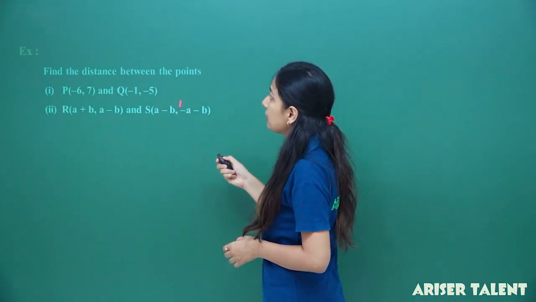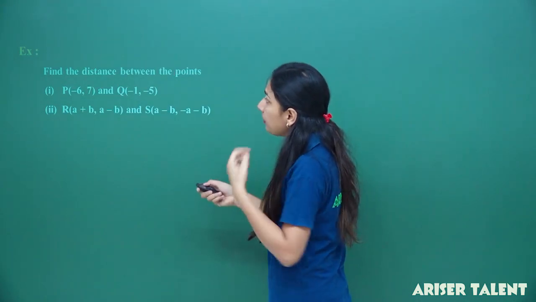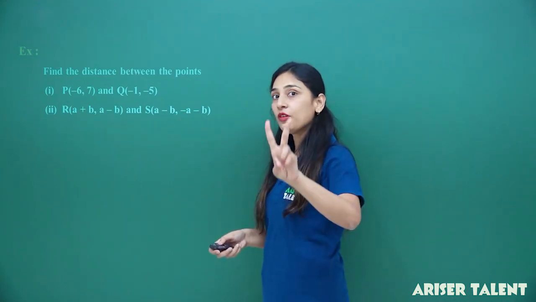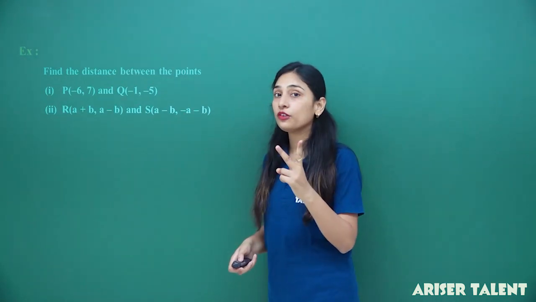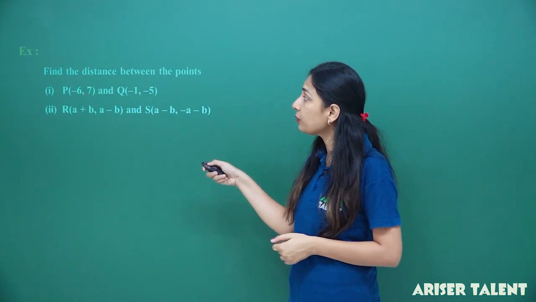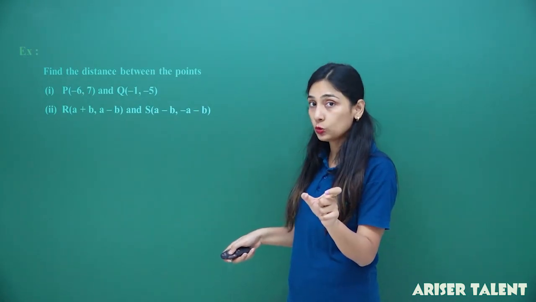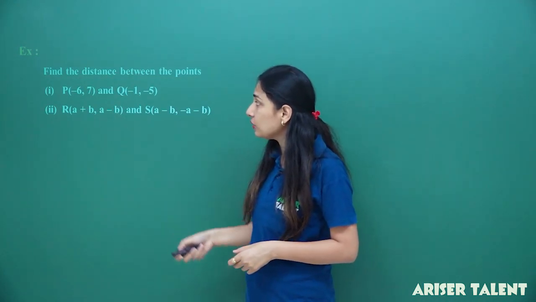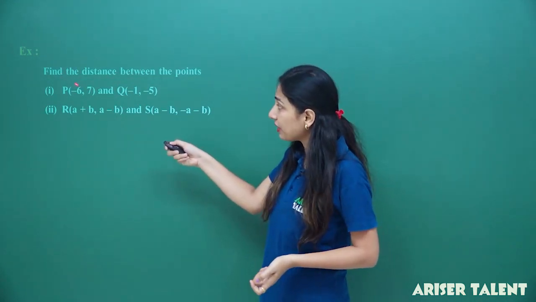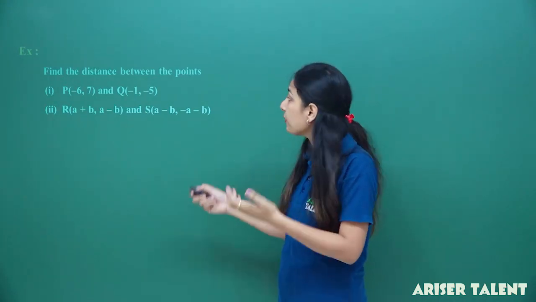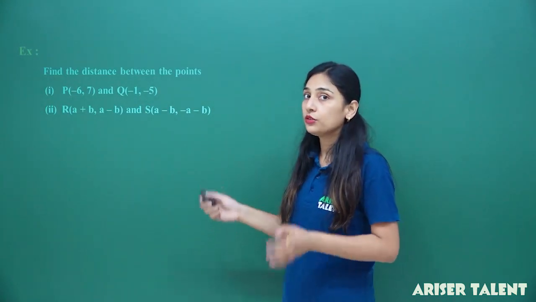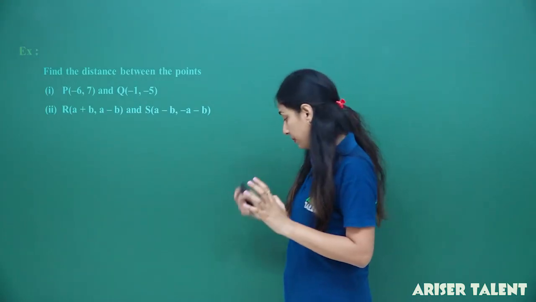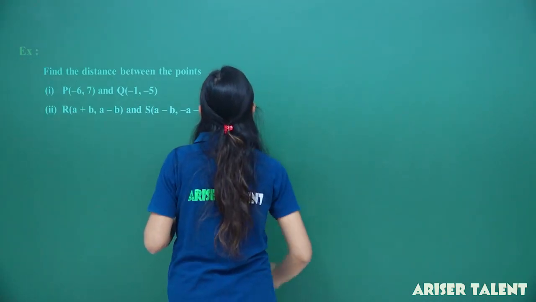The first question is: find the distance between the points P and Q, and here R and S. Now we are having both kinds of questions here. In the first question, we are provided with numerical values, and in the second one, we are having some algebraic values like a, b. In that, we are having numerical values like 6, 7 and 1 and 5. Okay, so we'll be doing both the questions one by one.